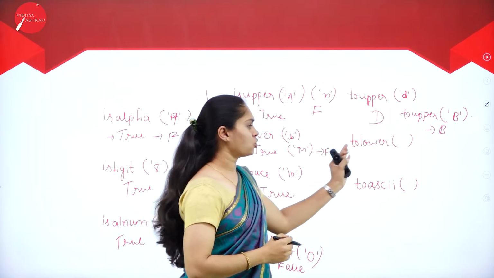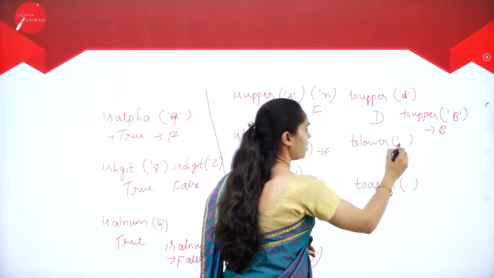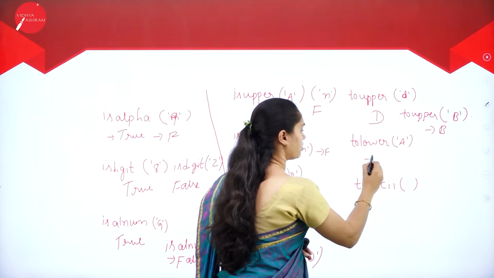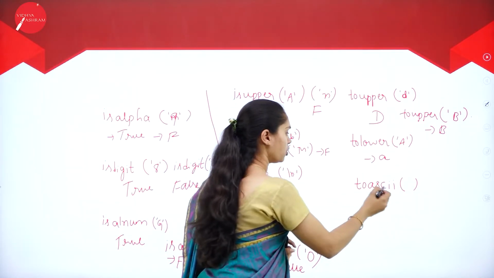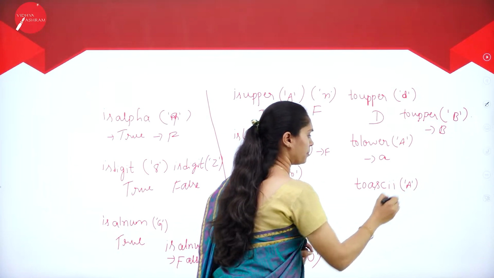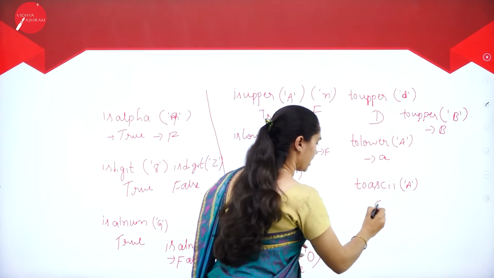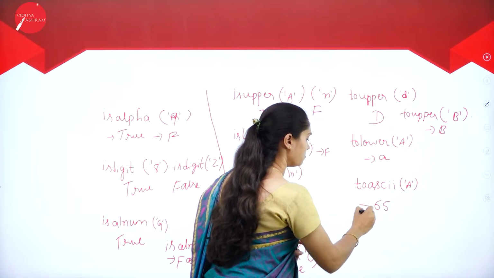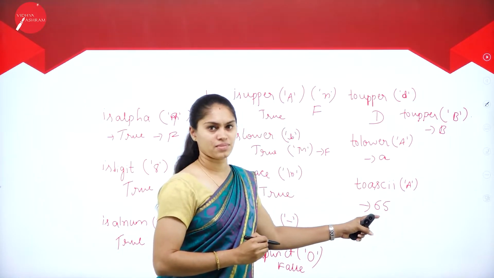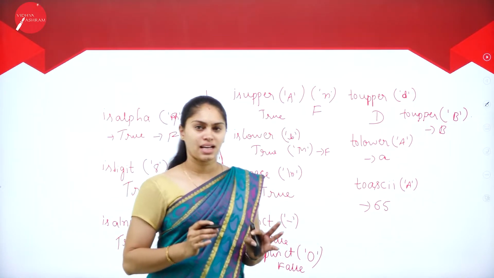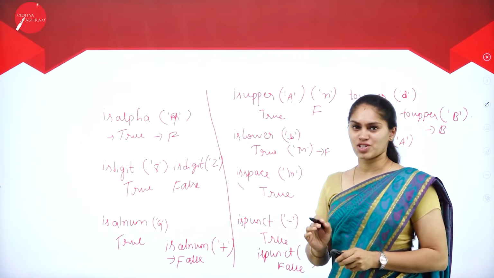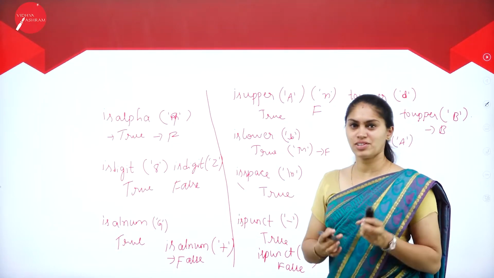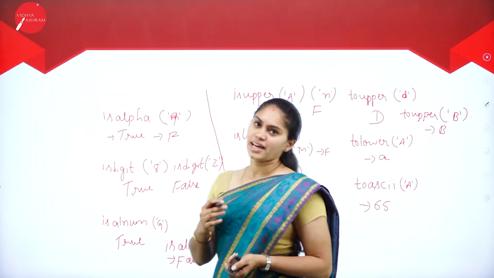Okay. So next, tolower. For example, I am going to take A. Then it will return small letter a. After that, we have toascii. Let me consider capital A, and it will return the equivalent value of A, which is 65. So this is the example, and I have explained the character functions, and it is also an important question from the perspective of your examination.